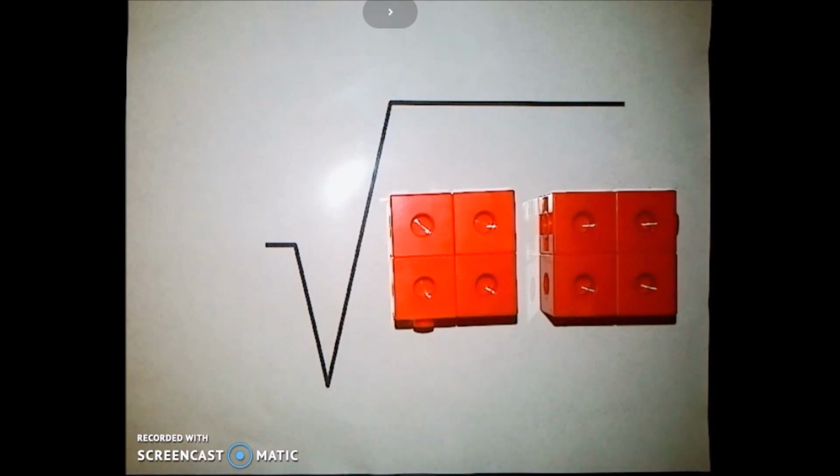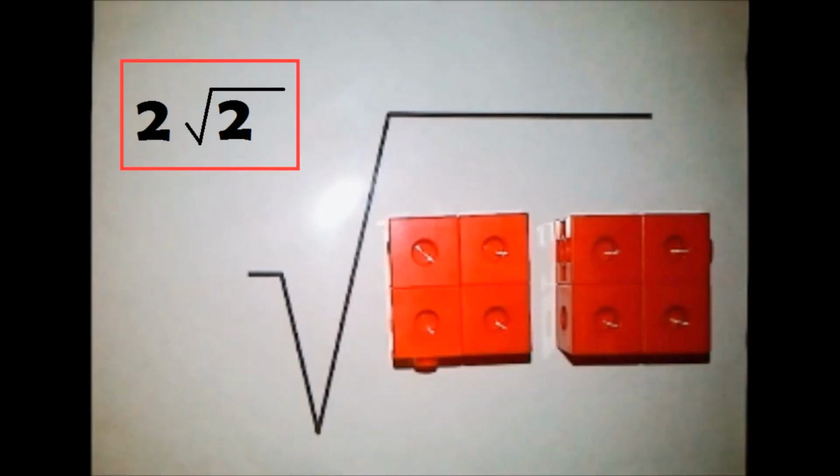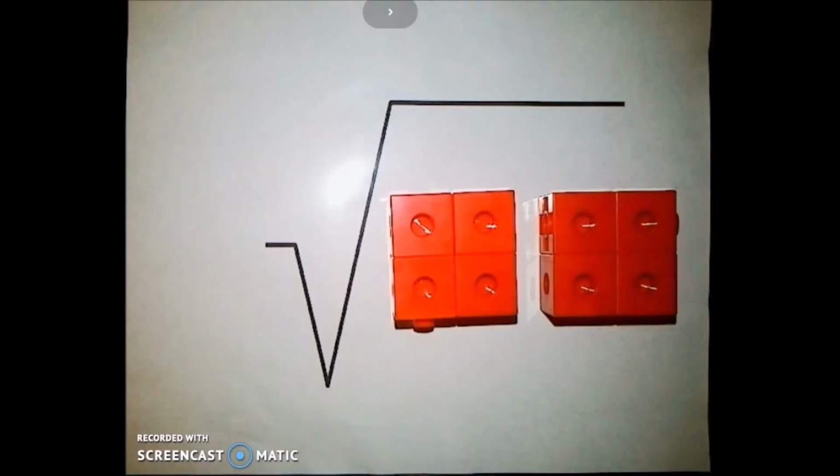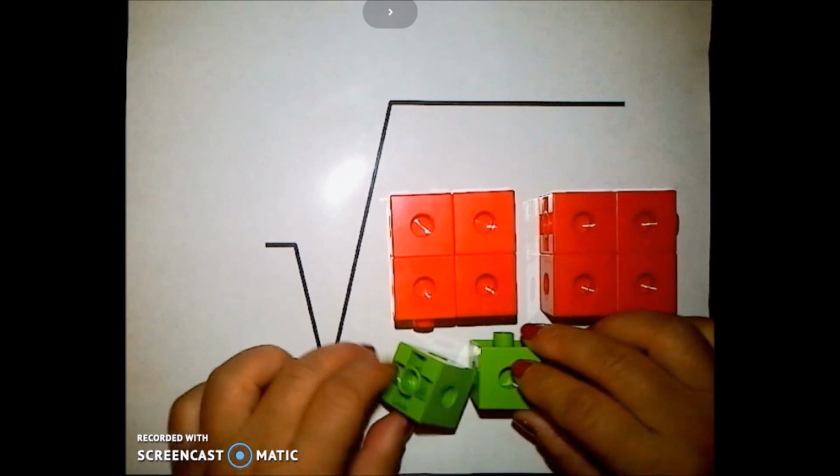So therefore, for the square root of 8, the 2 outside represents the size of the square, and the inside represents the grouping, which is 2. So square root of 8 is 2 square root of 2. So now let's try the square root of 18.